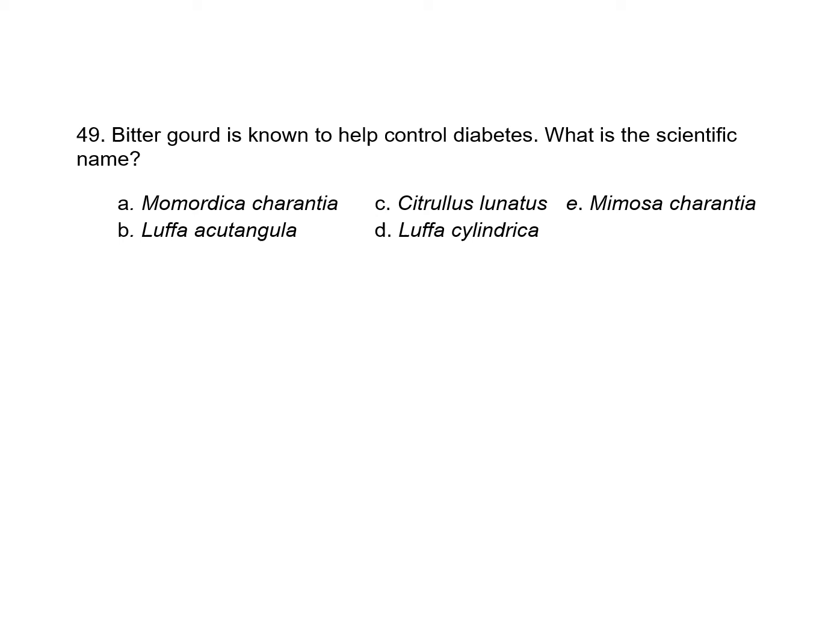Number 49. Bitter gourd is known to help control diabetes. What is the scientific name? A, Momordica charantia, B, Luffa acutangula, C, Citrullus lunatus, D, Luffa cylindrica, or E, Mimosa charantia. The answer is Momordica charantia.